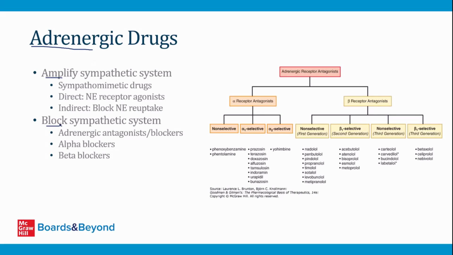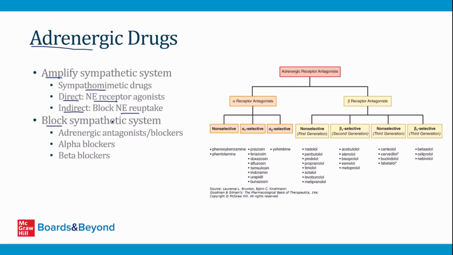Drugs that amplify the sympathetic nervous system are sometimes called sympathomimetic drugs, and these drugs can either work directly or indirectly. So in another video, I talk about direct adrenergic drugs. These are basically norepinephrine receptor agonists that bind to alpha or beta receptors. In this video, I'll talk about indirect adrenergic drugs that amplify the sympathetic system by blocking the reuptake of norepinephrine. More on this in just a minute.